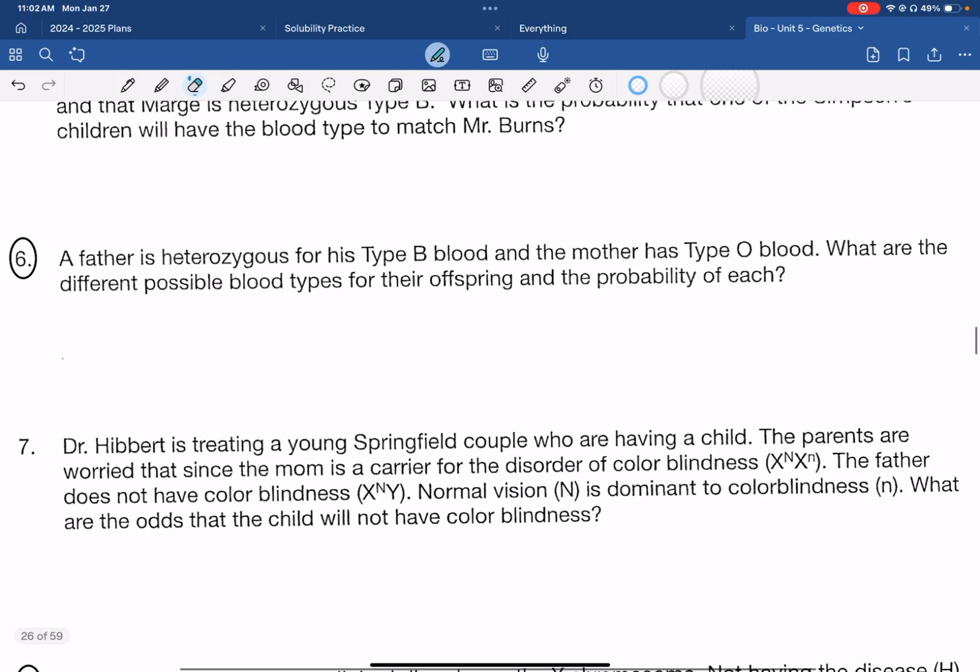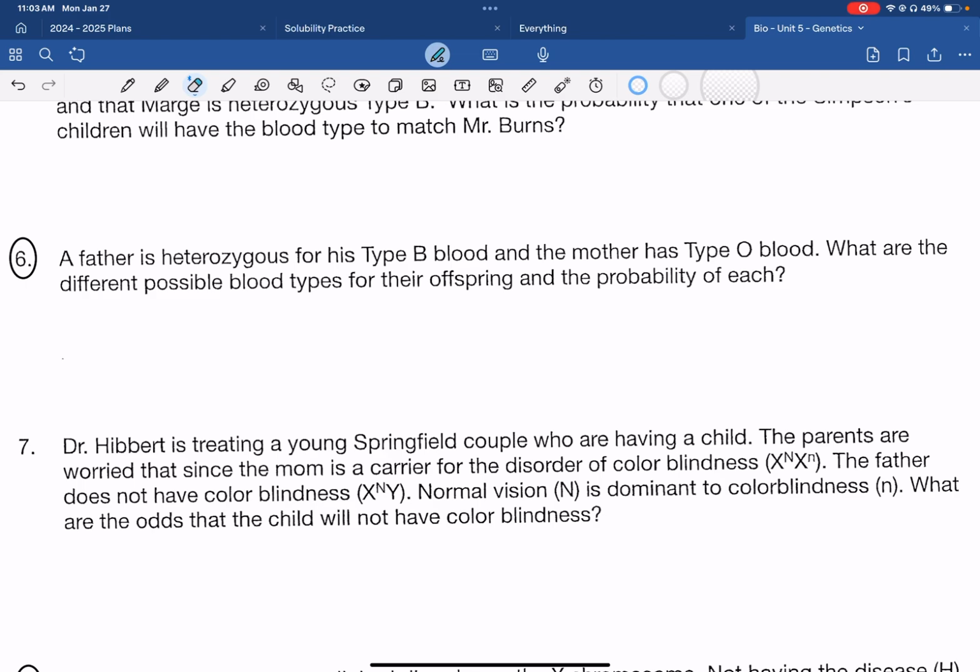Number 6 says a father is heterozygous for his type B blood and the mother has type O blood. What are the different possible blood types for their offspring and the probability of each? Well, let's think back to what type of inheritance pattern blood type is. It's codominant. Whenever you receive an allele for blood type, you express that allele. So if I've got two different alleles, then on my red blood cells, my blood type will be a result of having both those alleles.